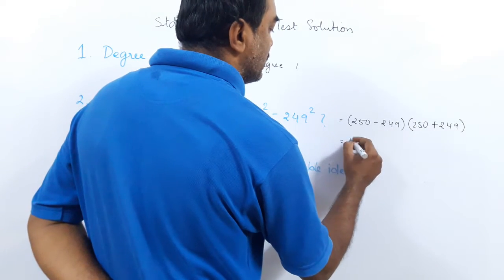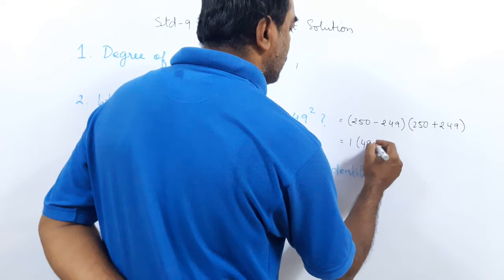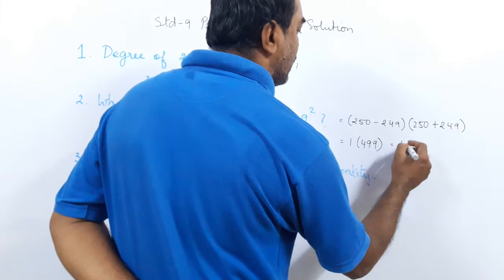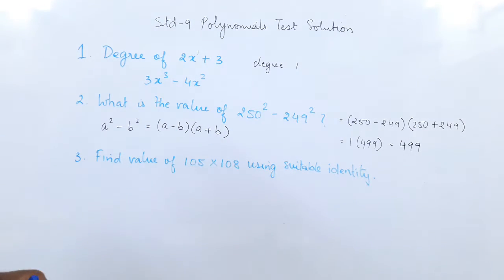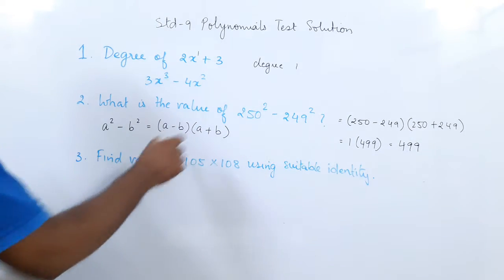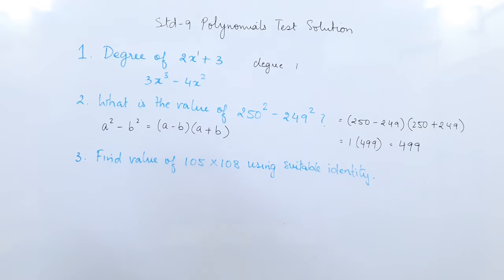250 minus 249 is 1. 250 plus 249 is 499. So 1 into 499 gives the answer 499. So this is a one mark question making use of the identity. Now find the value of 105 into 108 using suitable identity.